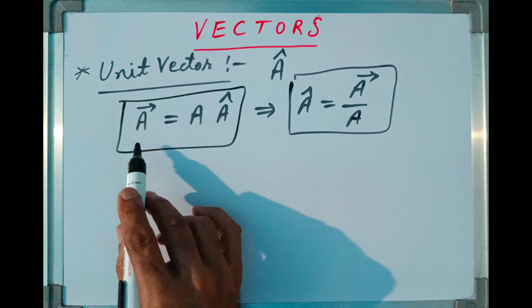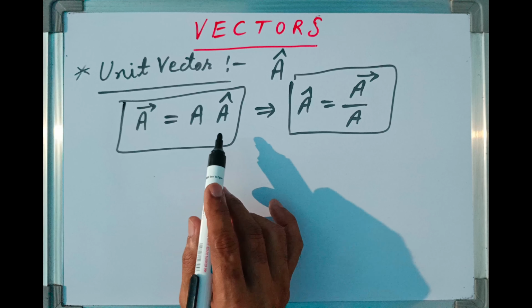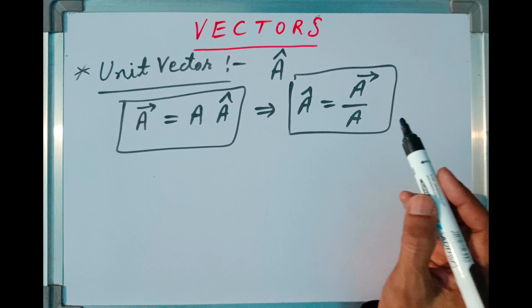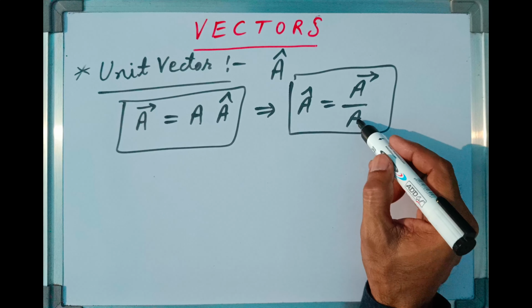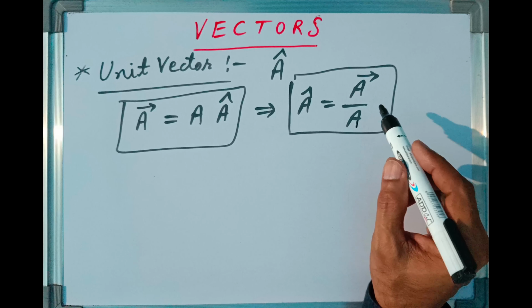Sometimes we write this relation: A vector is equal to magnitude of A multiplied with unit vector. Sometimes we write: unit vector is equal to vector divided by its magnitude. So this is the definition of a unit vector.